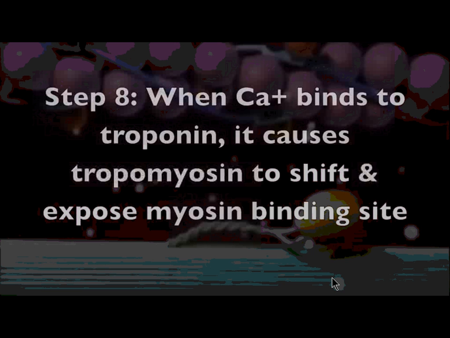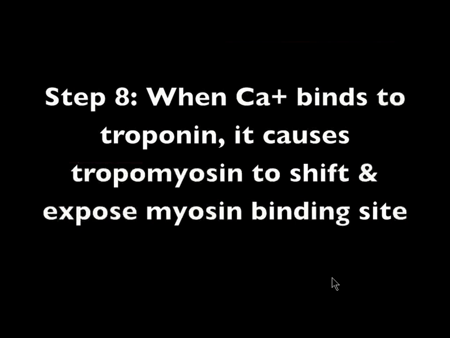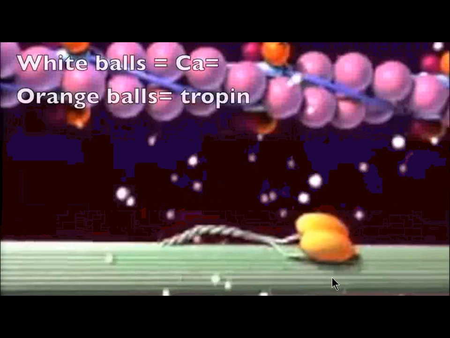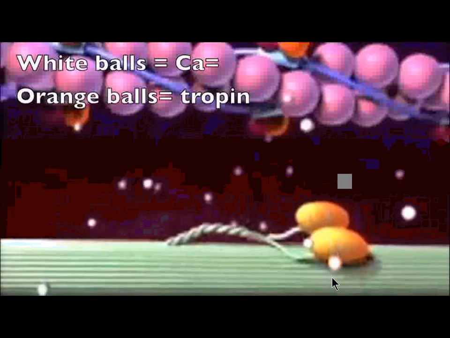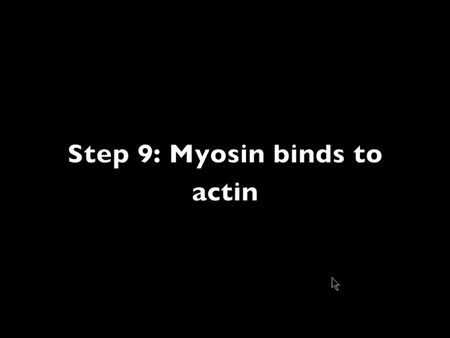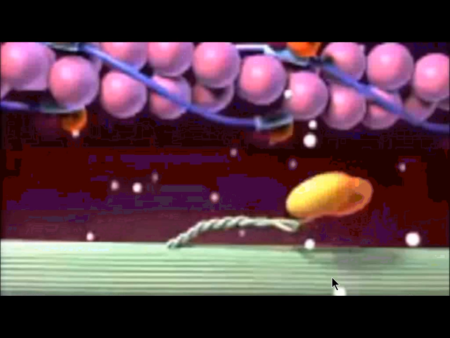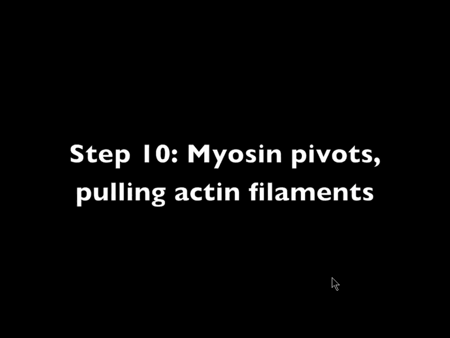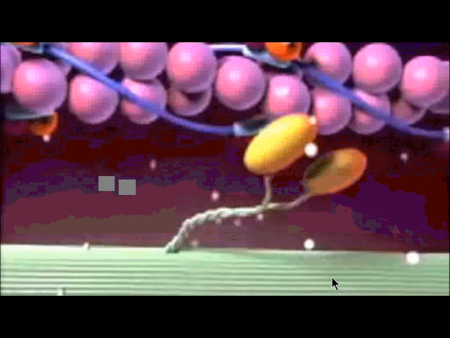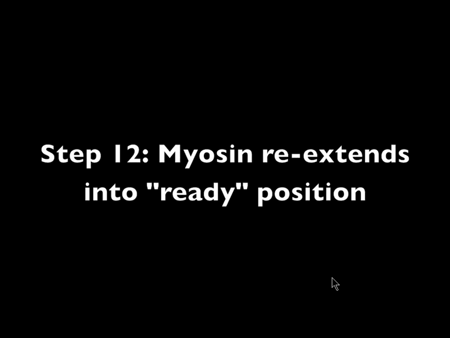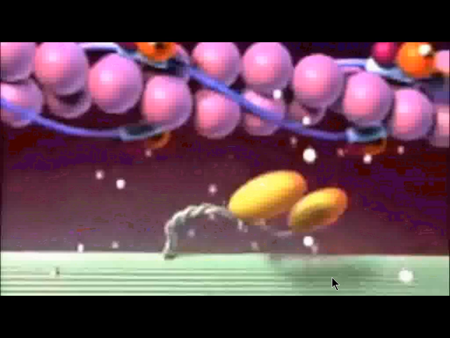Step 8. When calcium binds to troponin, it causes tropomyosin to shift and expose myosin binding sites. Step 9. Myosin binds to actin. Step 10. Pivot of the actin filament. Step 11. Myosin releases from actin. Step 12. Myosin re-extends into ready position.